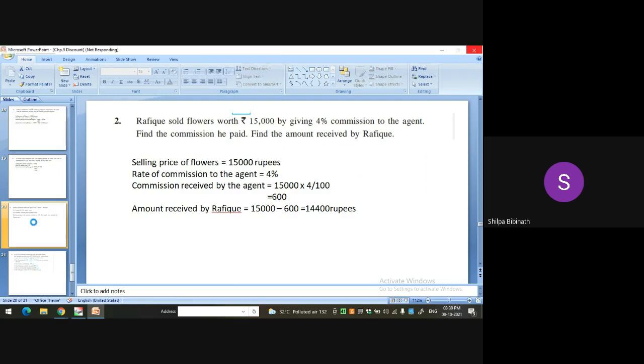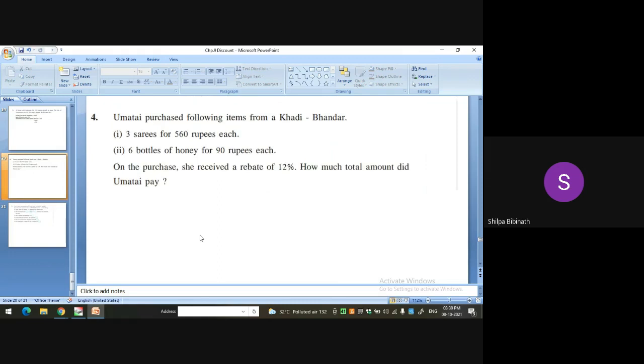Now the next question, what is given here? Umatai purchased the following items from a Khadi Bhandar. 3 saris for 560 rupees each, 6 bottles of honey for 90 rupees each. On the purchase, she received a rebate of 12%. How much total amount did Umatai pay? Okay. So write down everyone how we are going to write.